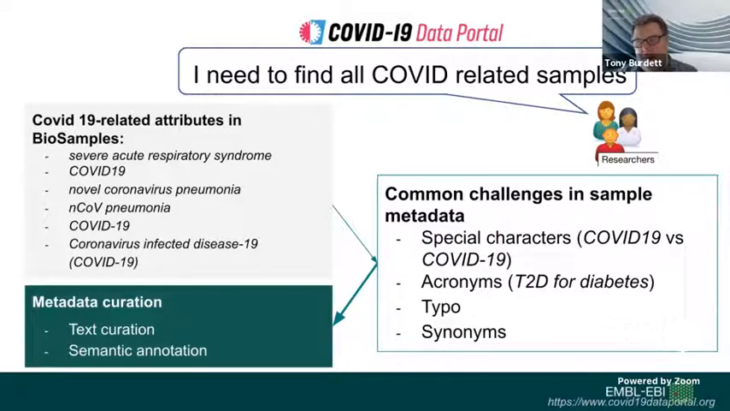I think Birgit will talk a little bit more about this later on, and we see some specific examples. Essentially, we see researchers coming along wanting to find all the COVID-related samples, and then all of the data that may have been derived from those samples. There's a bunch of different ways to describe COVID samples, and you can see some of the examples on the left-hand side here. And we see some common challenges.